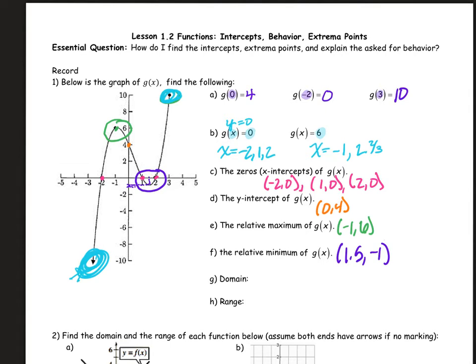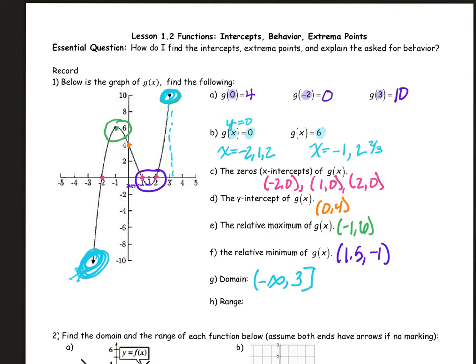So my domain is going to go further to the left, even though it's going slowly further to the left. It is going to finally get to negative infinity. So negative infinity, my domain goes from negative infinity to where? What is this point here? Well, this point is 3. And is 3 included or not included? Well, since it has a solid dot, that means it is included.